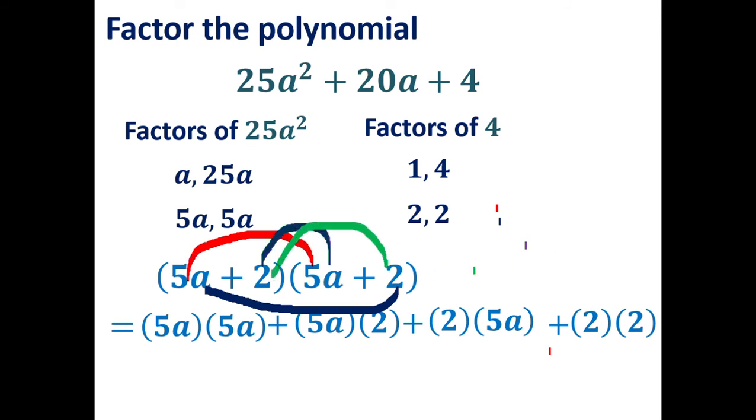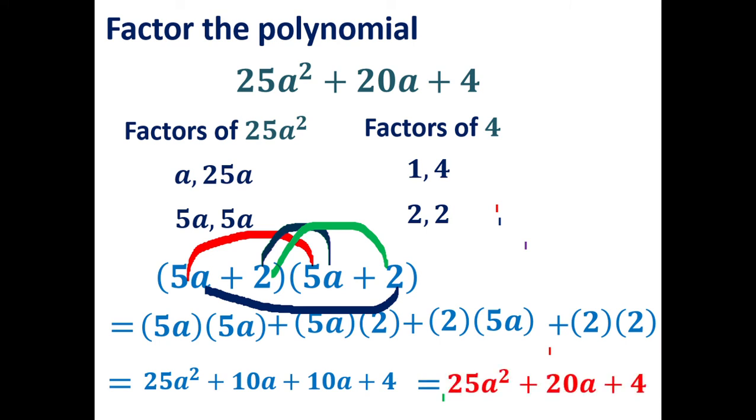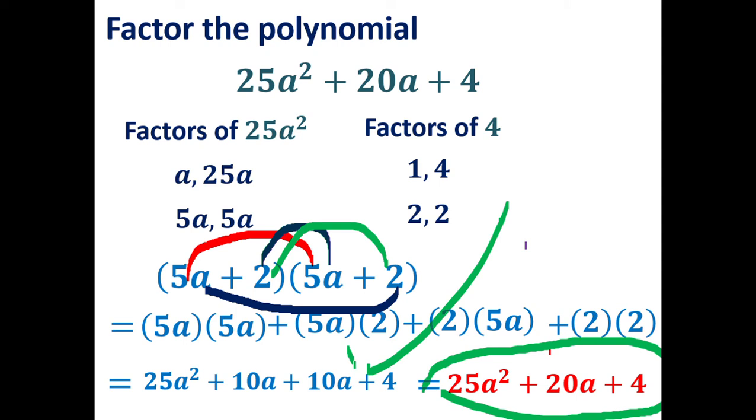Last. O, di ba? O, yan ang nangyari dyan. So, pag chinek natin yan, 10 plus 10, yan ang ating factor. So, 20, yan. So, this will be your factor. O, di ba? So, tama. So, ito ay yung ating factor.